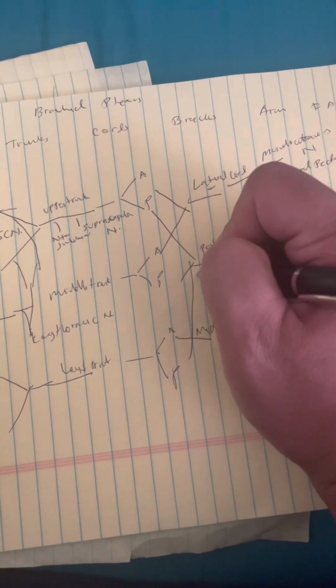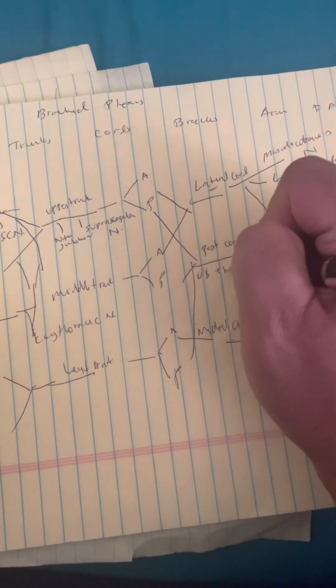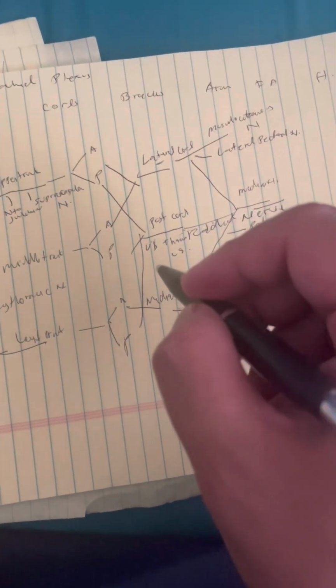Now, it's interesting here in the posterior cord, there are three nerves: upper subscapular, thoracodorsal, and lower subscapular. So in the Philippines, we have this mnemonic, UST de La Salle. So upper subscapular, thoracodorsal, and lower subscapular. Okay. So here is our brachial plexus.